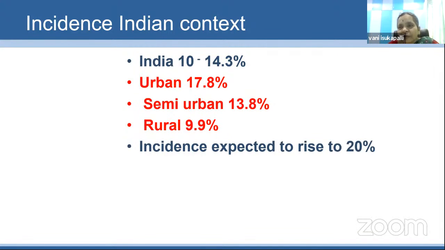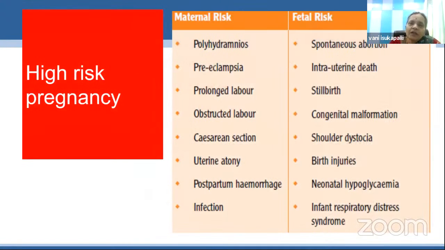So probably by the end of 2030, we can expect around 25% or 30% of antenatal women to have gestational diabetes. So that is the predicted or projected figures for our country. So now I think all of you would agree that gestational diabetes is a very, very important problem in pregnancy, which we have to address. So before addressing it, we should know something about this in detail.